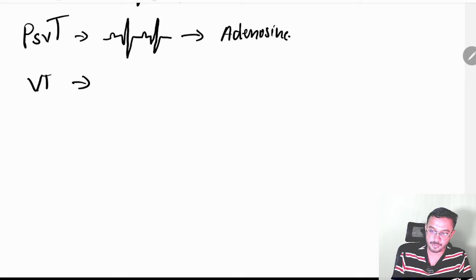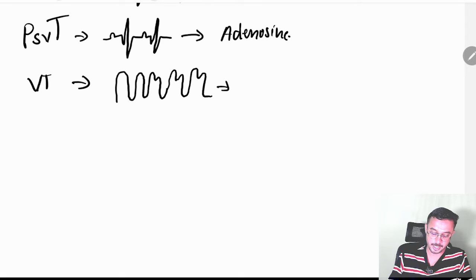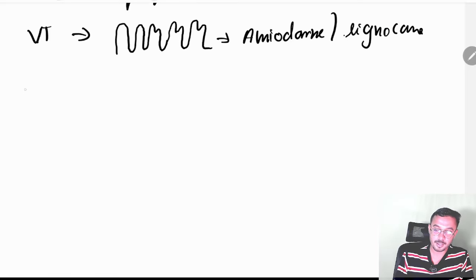And ventricular tachycardia, monomorphic ventricular tachycardia, like this. Same, and you may find these notchings also. This is monomorphic, right? Which is the same. So what is the drug of choice here? It is also amiodarone, or you can give lignocaine. Okay. And next, polymorphic ventricular tachycardia or torsades de pointes.